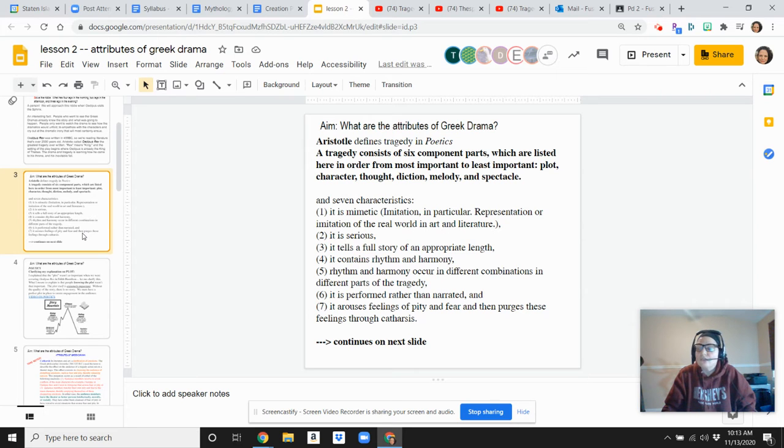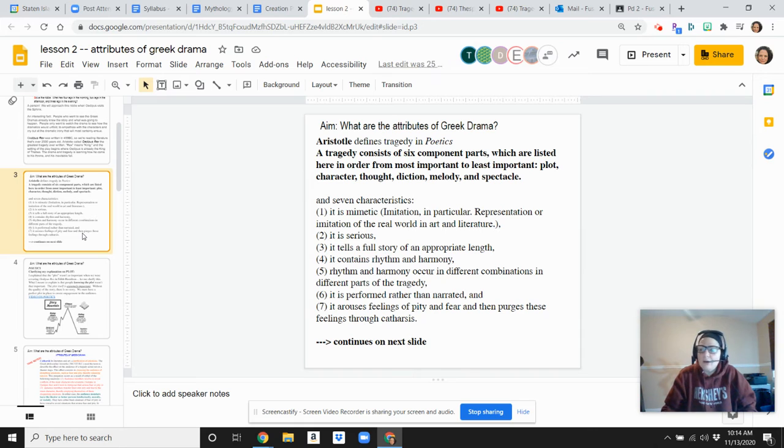It is serious. So obviously it's a tragedy, so it's specifically not a comedy, but more than that, it's serious enough that people would take it into consideration, that it ends in sadness, that there's a validity behind it. It tells a full story of an appropriate length. What he means by that is it generally falls in 3 or 5 acts.